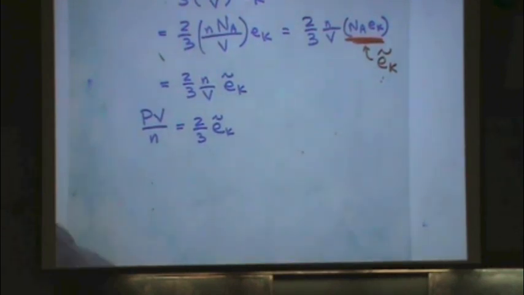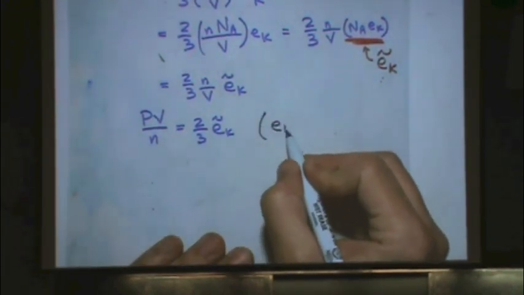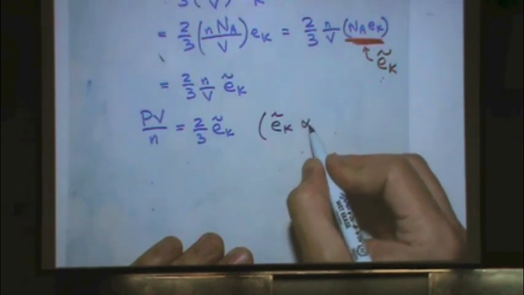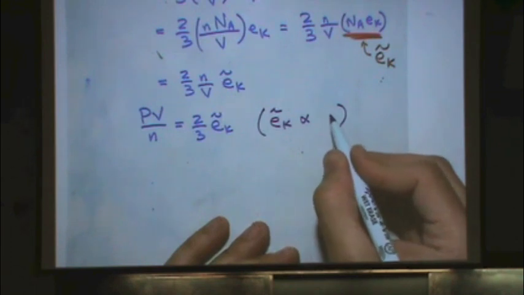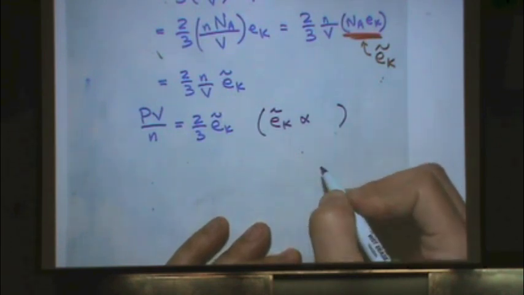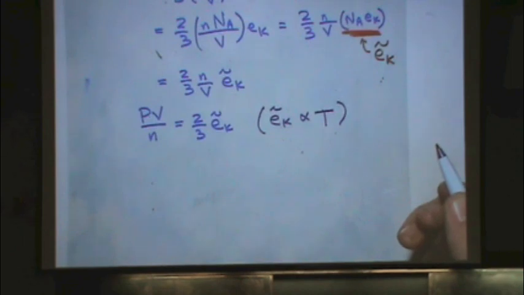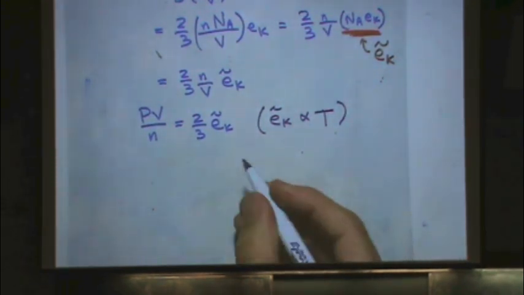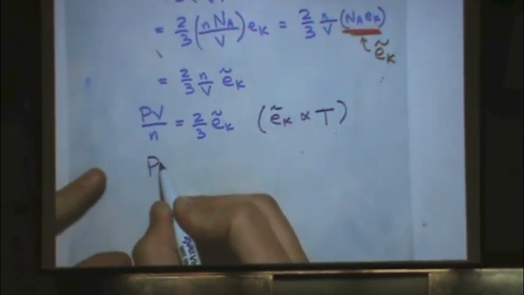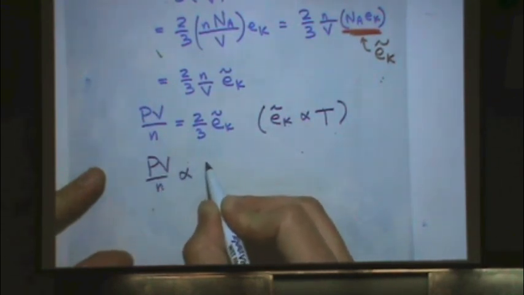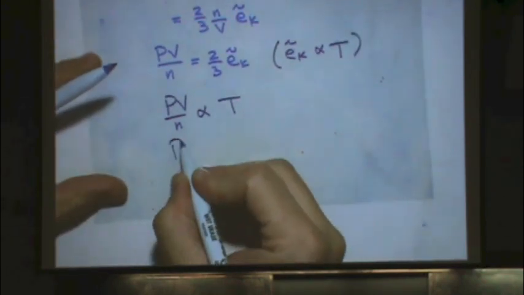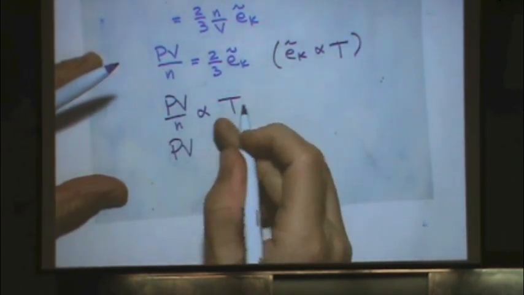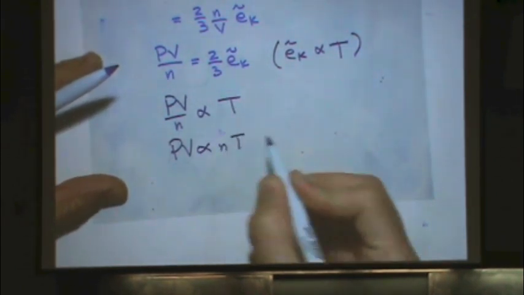Now remember, I'll put this in a different color. Remember, according to those 5 assumptions, EK squiggly or EK, doesn't matter, it's proportional to what? That's your 5th assumption. So I'm going to toss this in here. PV over N must be proportional to temperature. Let me rewrite this a little bit. PV is proportional to NT.